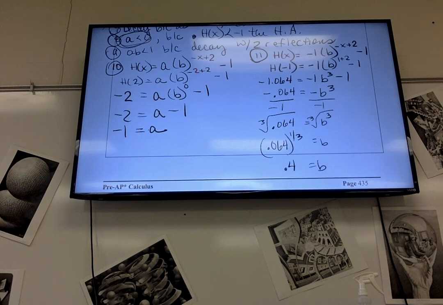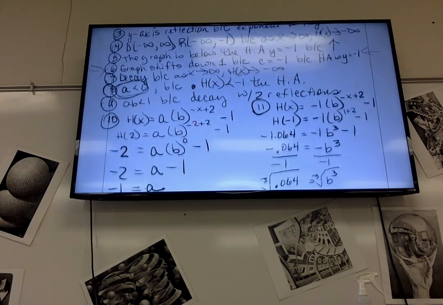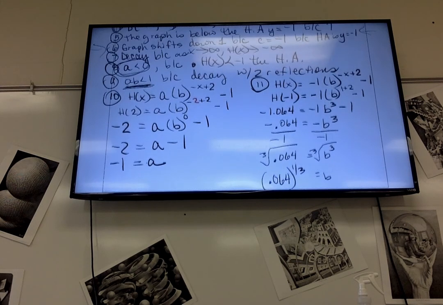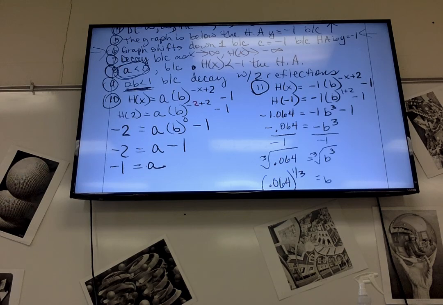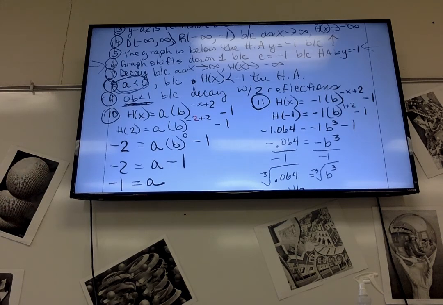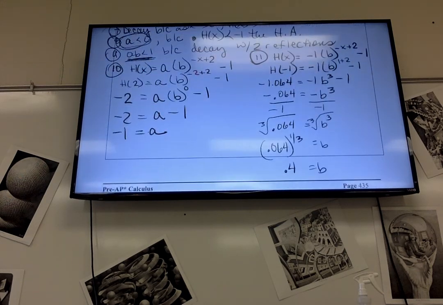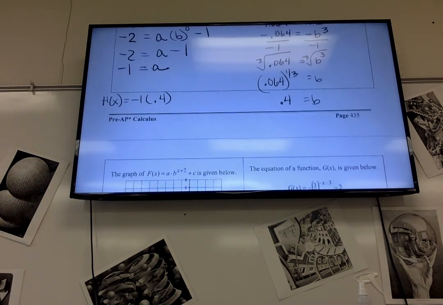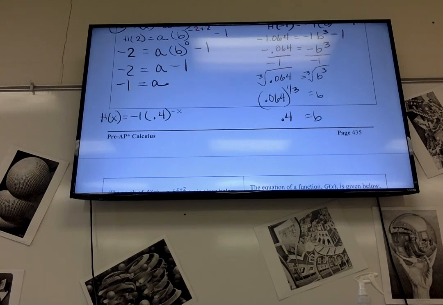So notice, just like the things up here that we discovered, b is indeed between 0 and 1, 0.4. A is less than 0. So our equation should be h of x equals negative 1 times 0.4 to the negative x plus 2, minus 1.